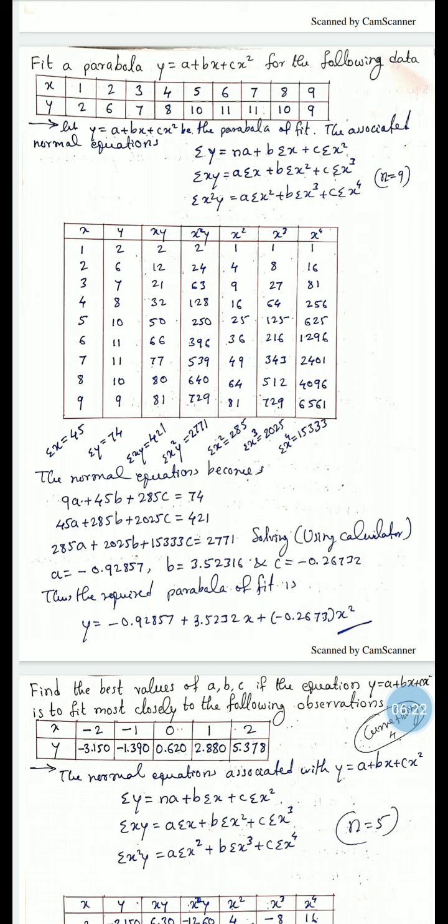Therefore, the required parabola of best fit is y equal to minus 0.92857 plus 3.5232x plus, in brackets, minus 0.2673 x square. It is the best fit parabola.